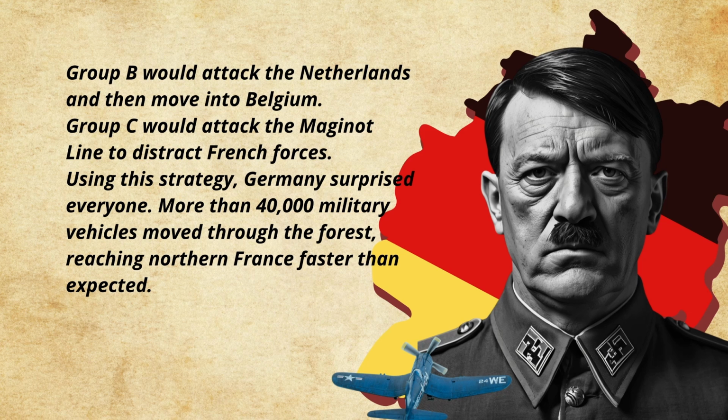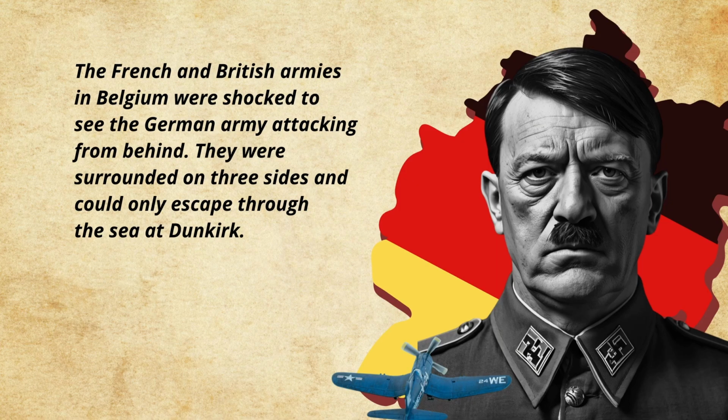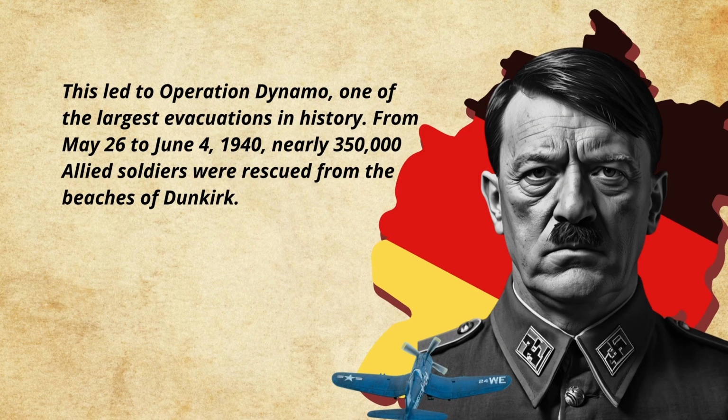Using this strategy, Germany surprised everyone. More than 40,000 military vehicles moved through the forest, reaching northern France faster than expected. The French and British armies in Belgium were shocked to see the German army attacking from behind. They were surrounded on three sides and could only escape through the sea at Dunkirk. This led to Operation Dynamo, one of the largest evacuations in history.